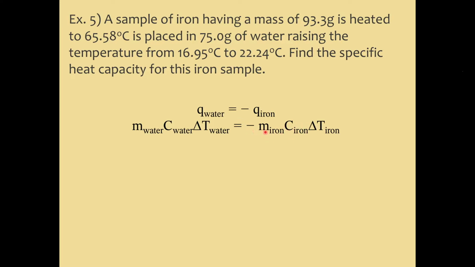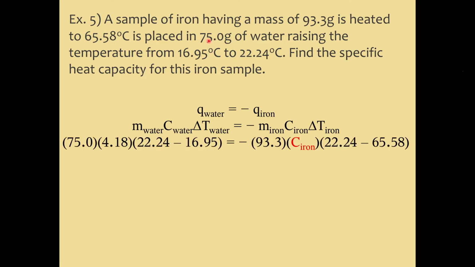And so we have negative MCΔT equals MCΔT, right? Now, we know the mass of the water, and we know lots of different stuff. We know the mass of the water is 75. We know the specific heat of water is 4.18. That's not given to you in the problem, but that is a constant that you should know, and it's 4.18. Now, the temperature of the water went from 16.95 to 22.24. So the change in temperature is an increase. So that's why it's a positive number.